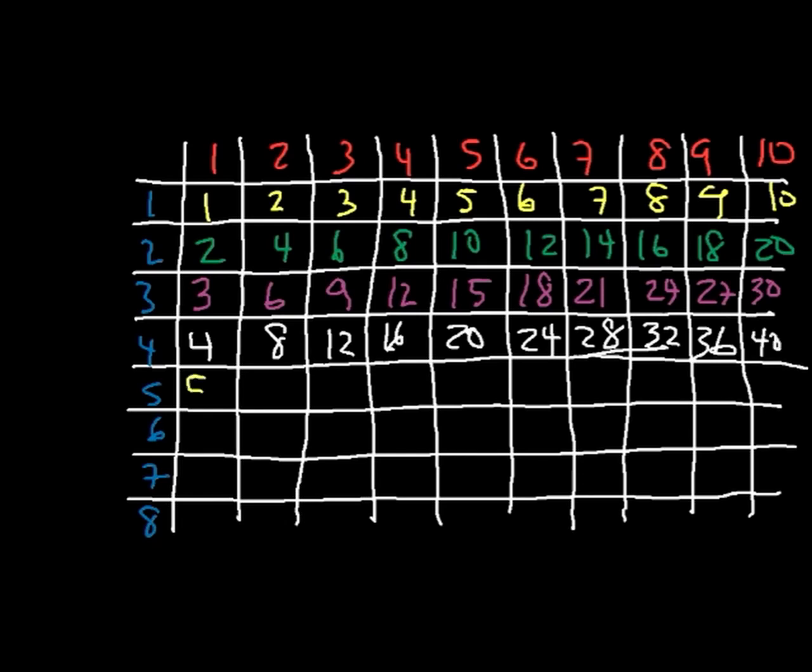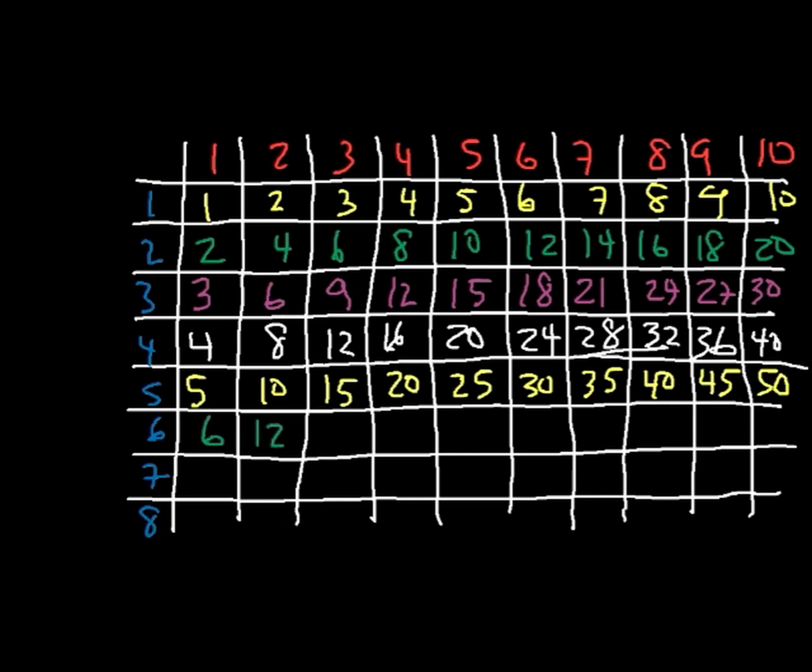Now 5 times 1 is 5. 5 times 2 is 10. And then these numbers will continue to increase by 5. So 5 times 5 is 25. 5 times 8 is 40. And 5 times 10 is 50.